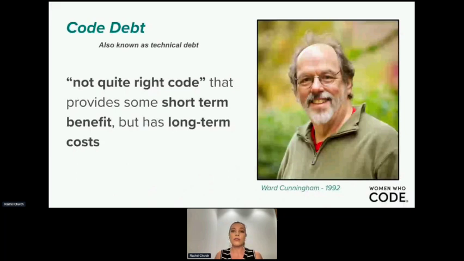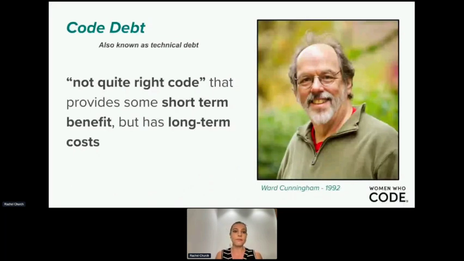Cunningham stated that although introducing not quite right code can speed up development, it's just like a loan. It incurs interest over time in the form of more bugs, more time fixing obscure issues, and more time required to comprehend the code. But the way to pay off the debt is by refactoring the code to be in some better state.